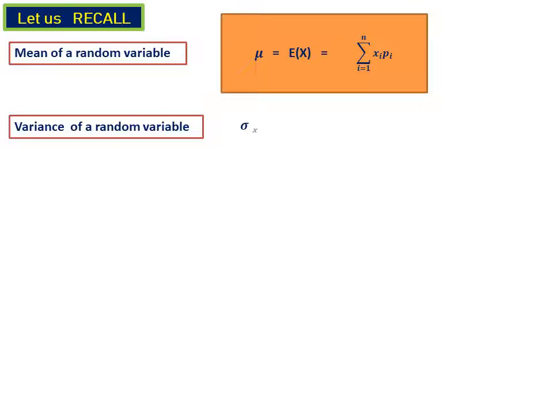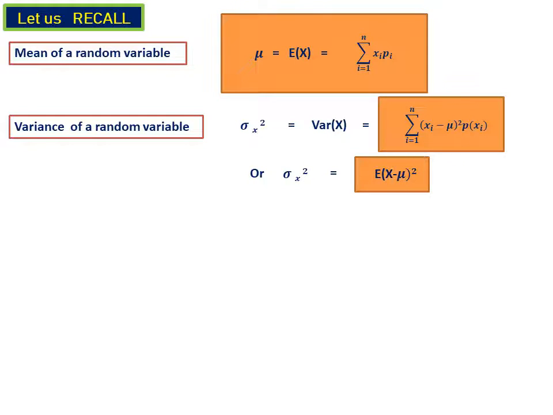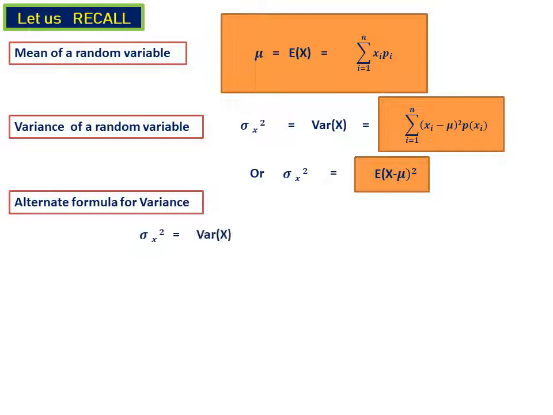Similarly, variance of a random variable, sigma x square equal to variance x equal to, this is the first formula, sigma xi minus mu whole square into p of xi, i from 1 to n. Whenever you use this formula, first you have to calculate mu. Or another formula is E of x minus mu whole square. Notation is different but the same thing only. These two are the formulas, but the alternate formula is very useful.